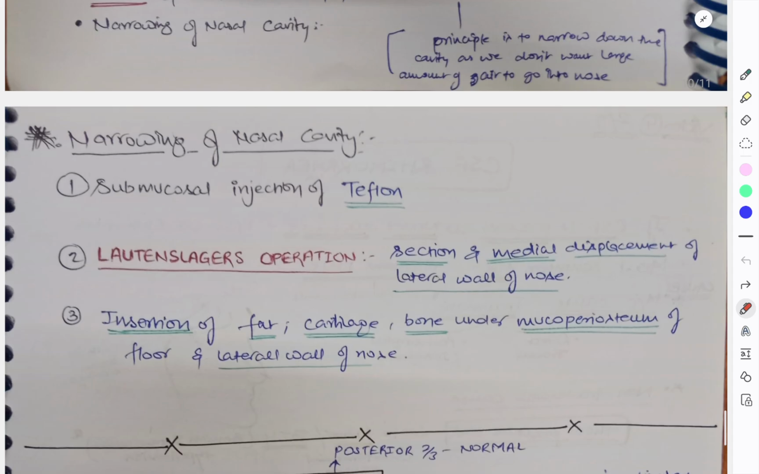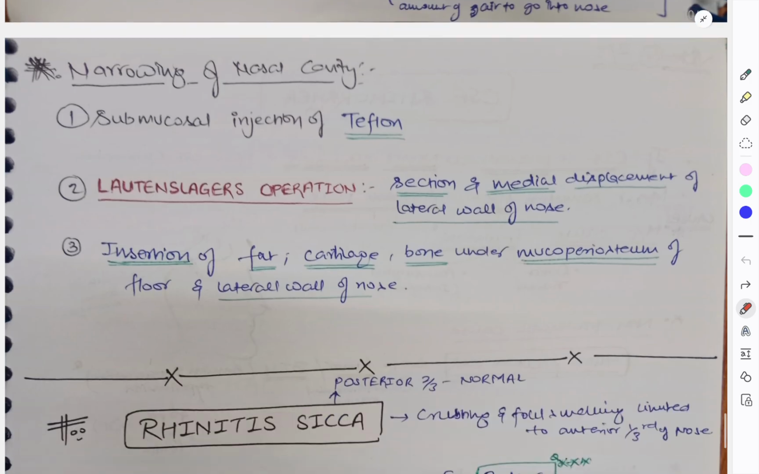Narrowing of the nasal cavity can be done by submucosal injection of Teflon. We can do Lautenschlager's operation, that is sectioning and medial displacement of the lateral wall of the nose. Then we can go for insertion of fat, cartilage, or bone under the mucoperiosteum of the floor and lateral wall of the nose, thereby narrowing the nasal cavity and decreasing the symptoms. So this was about the treatment for atrophic rhinitis.